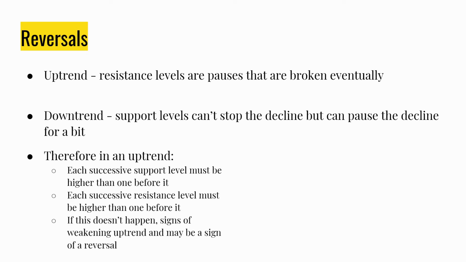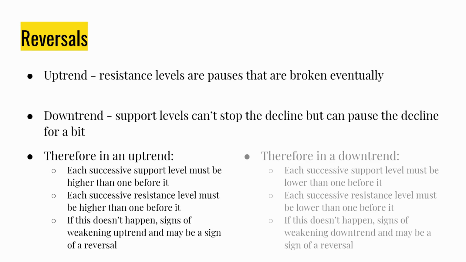Therefore, if we put these two definitions together, we can define an uptrend and a downtrend. In an uptrend, each successive support level must be higher than the one before it, or in simpler terms, the stock must form a higher high. This also applies to each resistance level, as each successive resistance level must be higher than the one before it, or in simpler terms, the stock must form a higher low. If these two events do not happen, then there may be a sign of a reversal, as the uptrend is weakening.